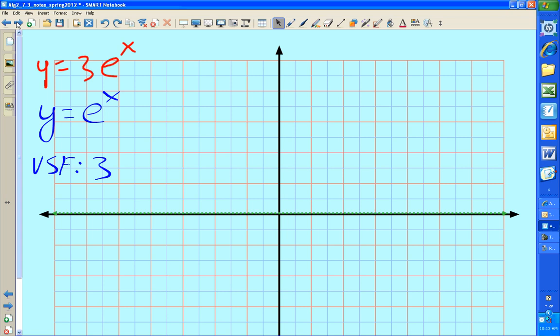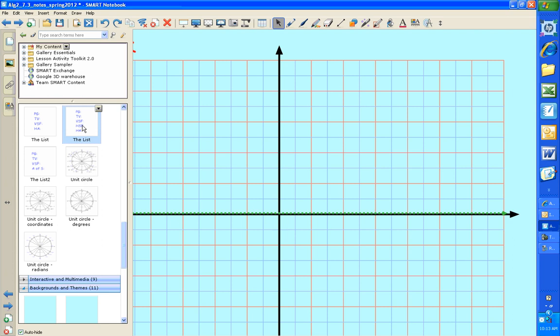This 3 is not a horizontal stretch factor. It's a vertical stretch factor. If it was horizontal, it'd have to be up here. And it'd have to be to the 3x power. You're going to be standing in a minute. E to the x is still our parent graph. The only thing we have here is a vertical stretch factor.